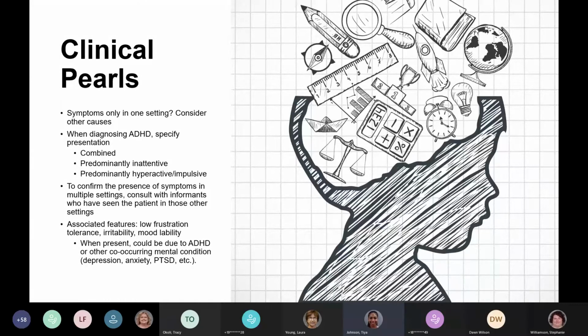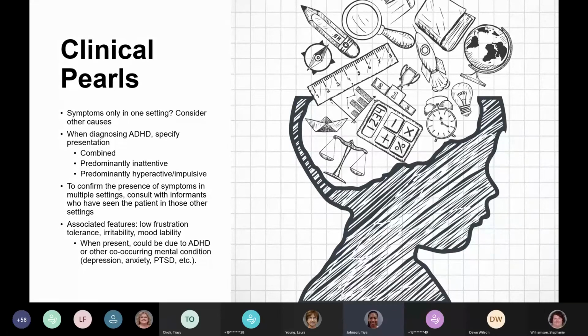Now, this clinical pearl is really important because there are a lot of associated features with ADHD that a lot of providers forget about, and it's the low frustration tolerance that occurs with ADHD, irritability, and mood lability. So there's a lot of emotional component of ADHD that sometimes when people see those symptoms, they think, oh, this kid may have ADHD and something else, but that's not necessarily always the case.